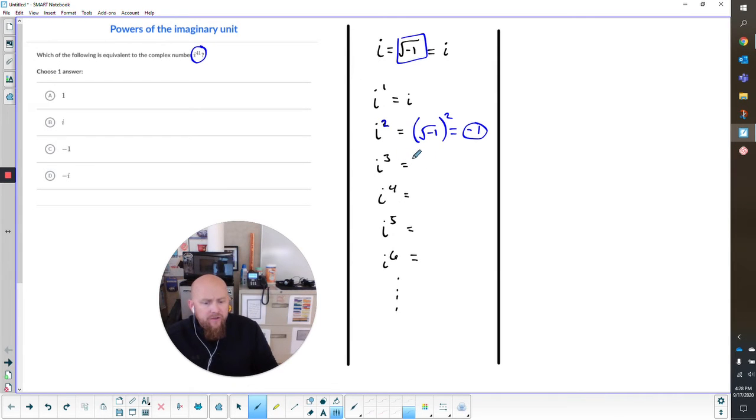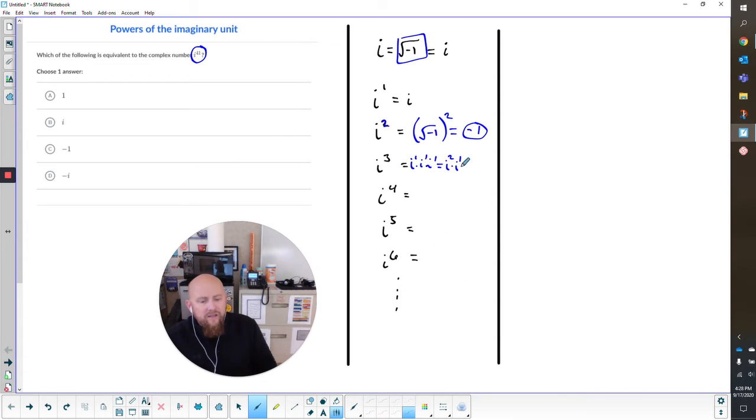i to the third. Now think about i to the third. You could call it i times i times i, because that's technically i to the first, i to the first, i to the first. That adds up to i cubed. But you could also call it i squared times i to the first. Because of the exponent properties, we can add up to 3 a couple different ways. In fact, you could go i to the first times i to the second if you wanted.